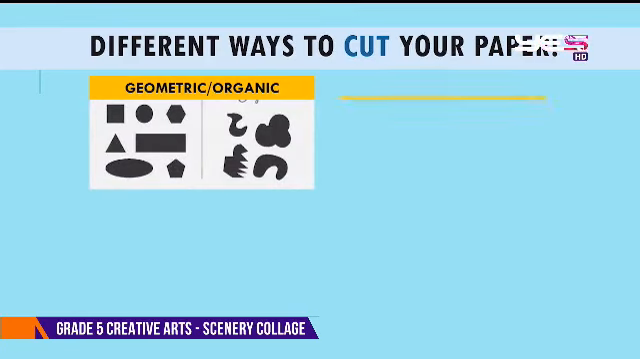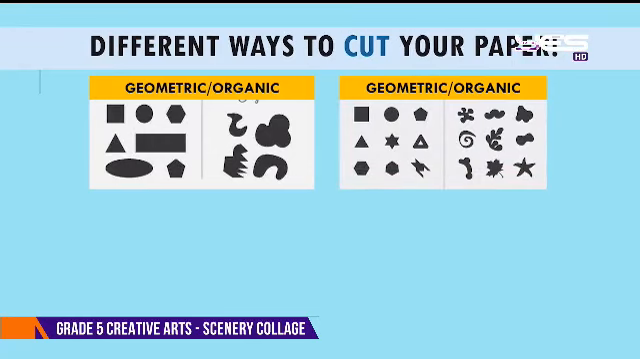Now let's highlight the methods that are most suitable for your collage art. Some different ways to cut your paper, according to the video we just watched. The first one is geometric or organic. Geometric shapes have names and organic shapes don't have names, but they are still shapes, right? Here's another example of the same method. If you look at the geometric and the organic shapes, you can clearly tell which is which, right?